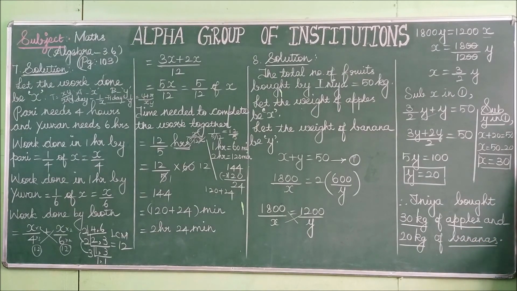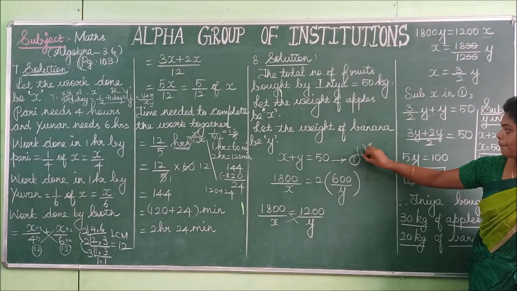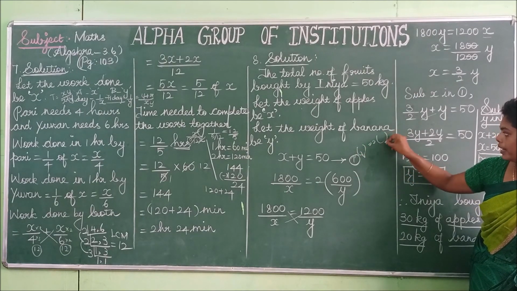So let us read the question once again. Inia bought 50 kg of fruit consisting of apples and banana. You don't know what is the kg of apple and banana, so take that as x and y. So the total means you have to add x plus y, which is equal to 50. Then she paid twice as much per kg for apple as she did for banana. So you take one thing: she is paying for apple twice as much as banana.